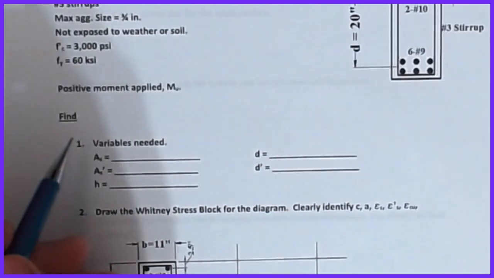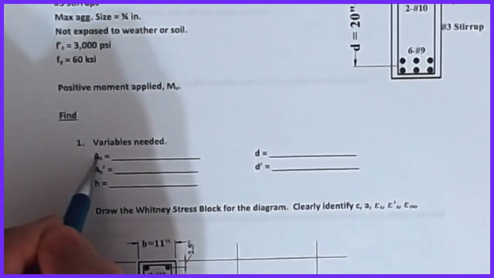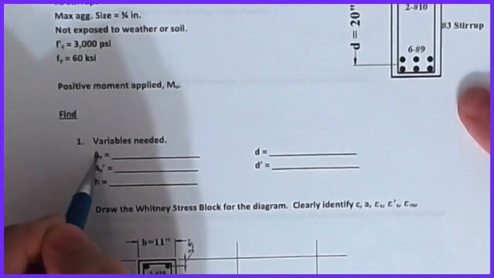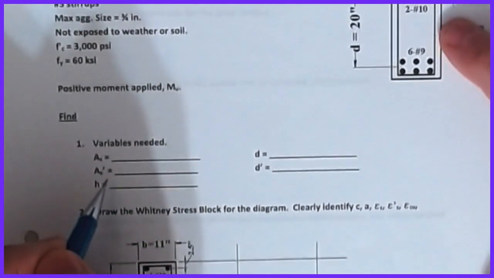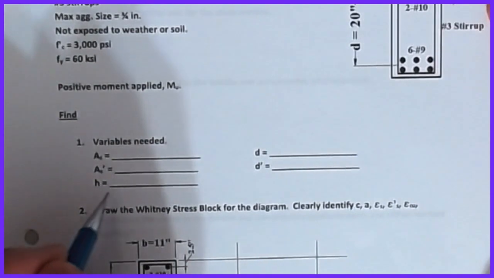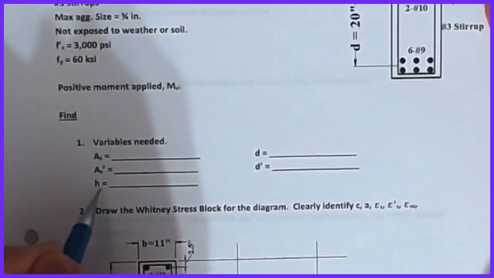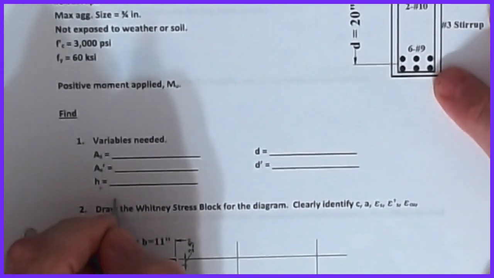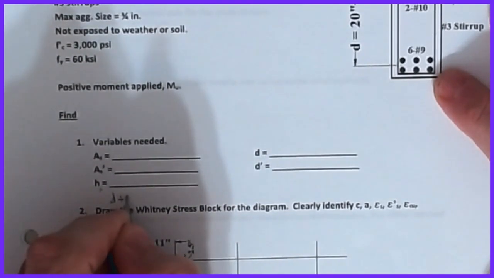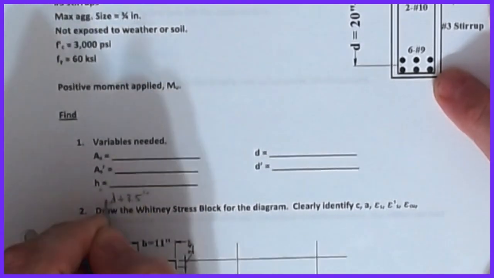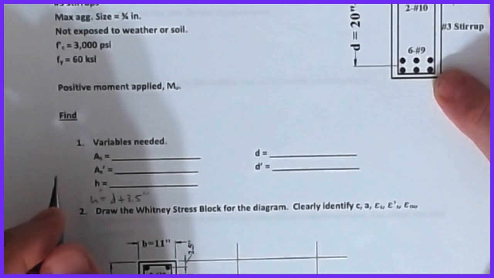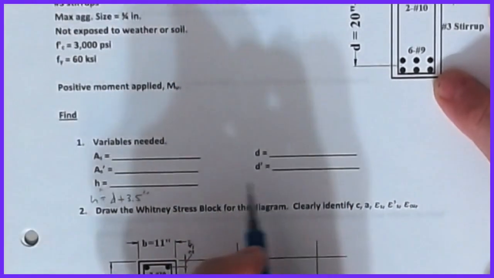So the first thing I would do is figure out the variables that I need. I need my AS, so that would be my 6 number 9s. Write the area. AS prime is my 2 number 10s. Write the area. We come up with our H. This is where we're going to use that rule of thumb. This is 2 layers, so you would do D plus 3.5 inches. That'll get you a first guess on H.